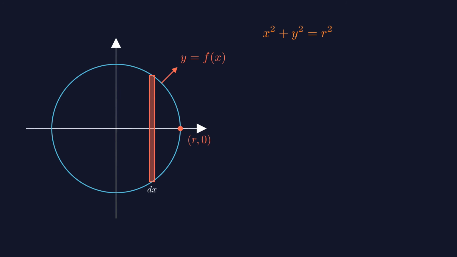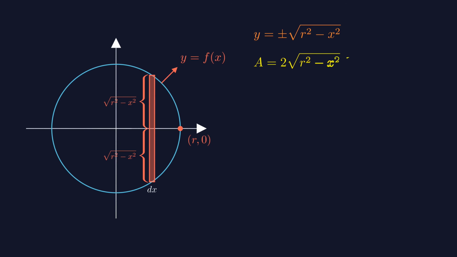To isolate y, I can move x squared to the other side as a minus. Then, if I take the square root of both sides, I get y equals the square root of r squared minus x squared. Of course, there's a plus and a minus. The plus corresponds to the top half, and the minus corresponds to the bottom half. So the area of one rectangle is 2 times the square root of r squared minus x squared times dx, right? That's just for one rectangle. To find the total area, you integrate from minus r to r.